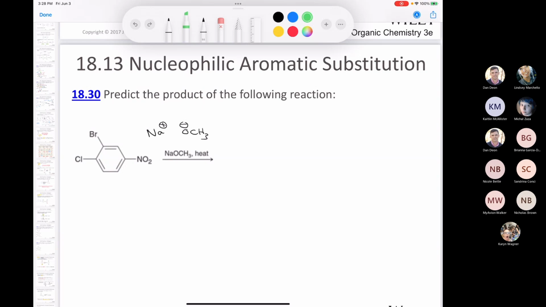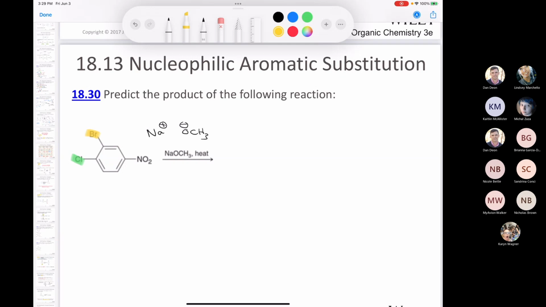Which one of these halogens is going to act as my leaving group? Would it be the chlorine or the bromine? Can anybody answer that? And again, there's no trick questions. Who would be my leaving group for my SNAr reaction? Chlorine or bromine? Yes, absolutely. It's the chlorine. Why? Because it's para-substituted. So what's going to happen?